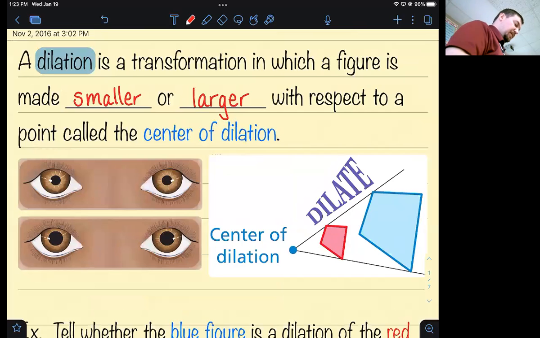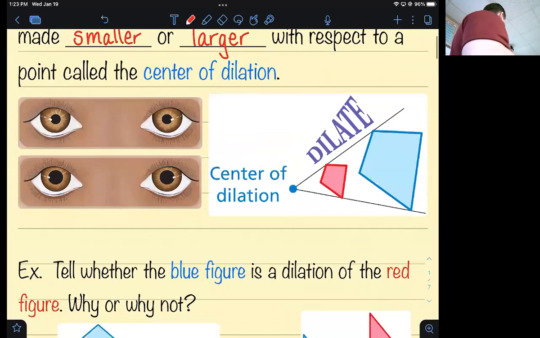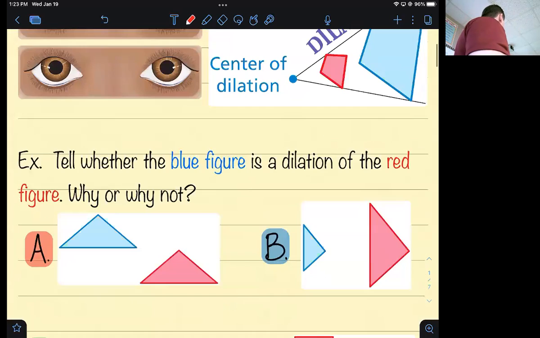That's something we'd probably have heard a lot. And shapes can also dilate as well. They're not going to change shape, but they will change size. Today, tell whether the blue figure is a dilation of the red figure. Why or why not? Is it a dilation or is it one of the other 3 transformations we've talked about?